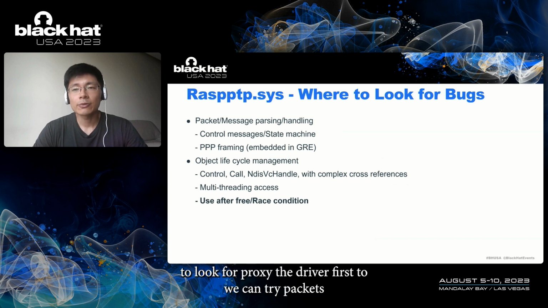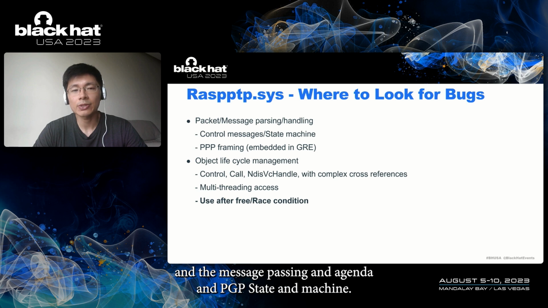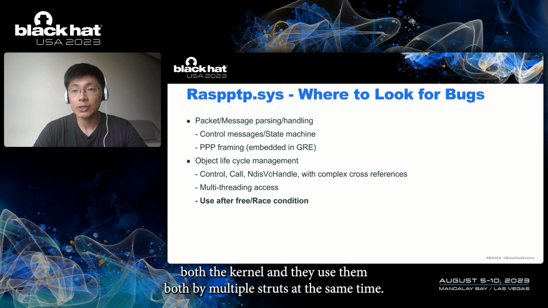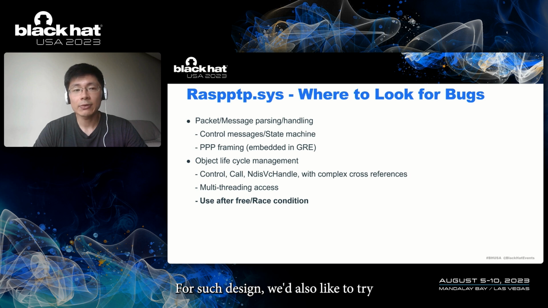So where to look for bugs in the driver? First, we can try packet and message parsing and handling, and the PPP state machine. And second, we noticed the objects have complex cross-references between each other, and they can be accessed from both the kernel and the user mode by multiple threads at the same time. For such a design, we'd also like to try use-after-free and race conditions.